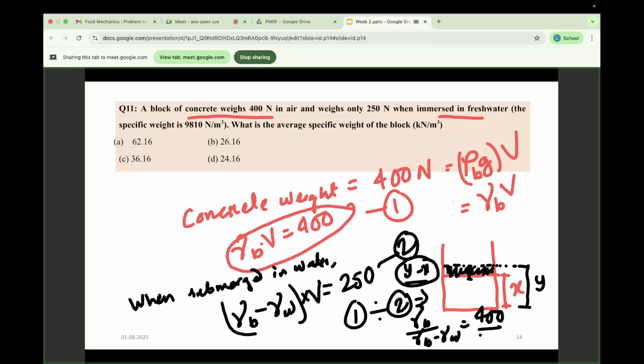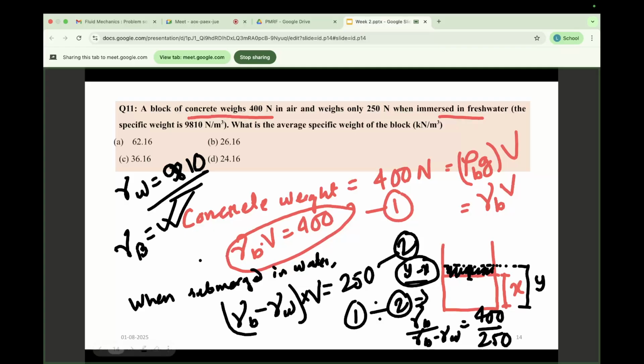400 by 250. Okay. So given specific weight, the specific weight of water is given as 9810. So I am converting 9810, it is given. So you put it here and you will find out rho v. Okay, just put this value here.